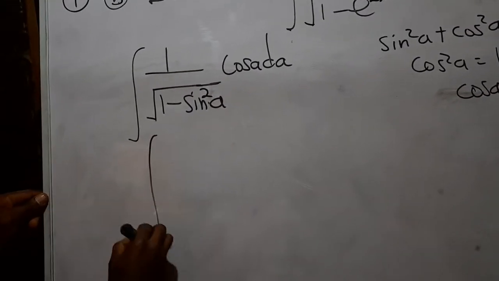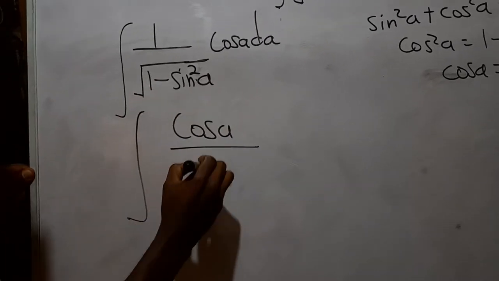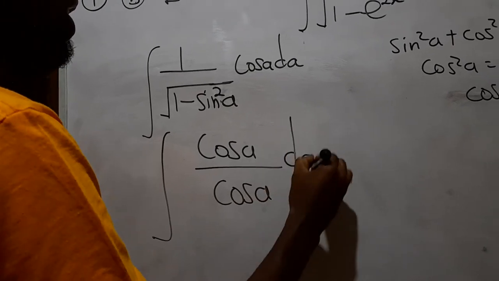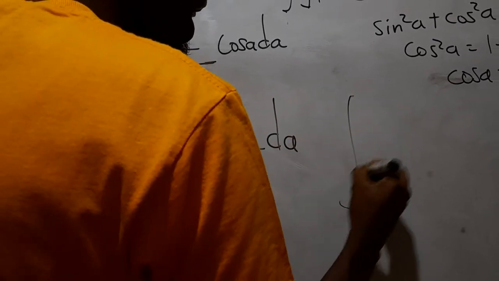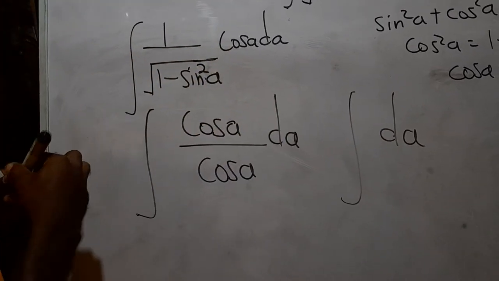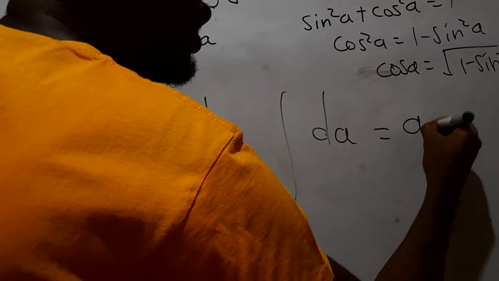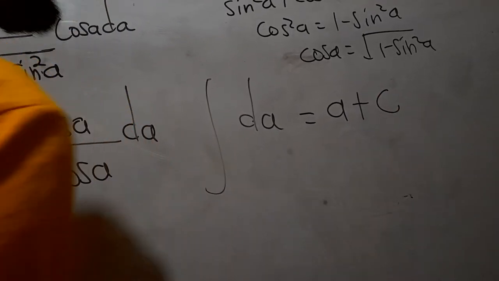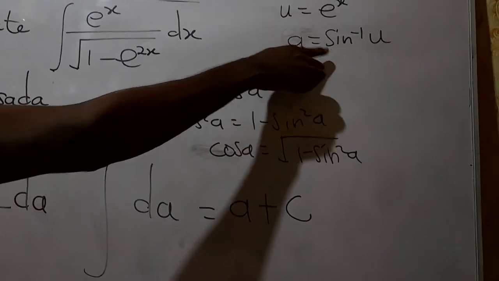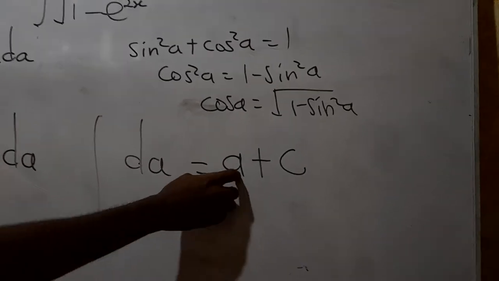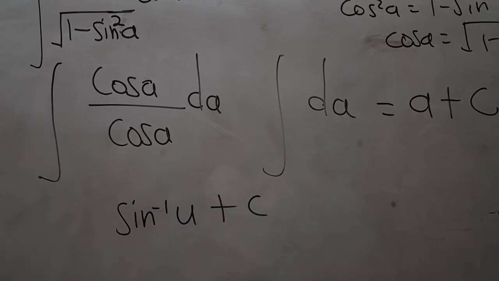So in place of the square root of 1 minus sin squared A, we substitute cos A. So we have the integral of cos A over cos A, then dA. Cos A divided by cos A is 1. So we have the integral of dA. Remember, this is just 1. If you integrate that, it will be A. So this will be equal to A plus our constant of integration. However, there is no A in the question, but we know A to be sine inverse of u. So in place of A, we substitute. So we have sine inverse of u plus c.